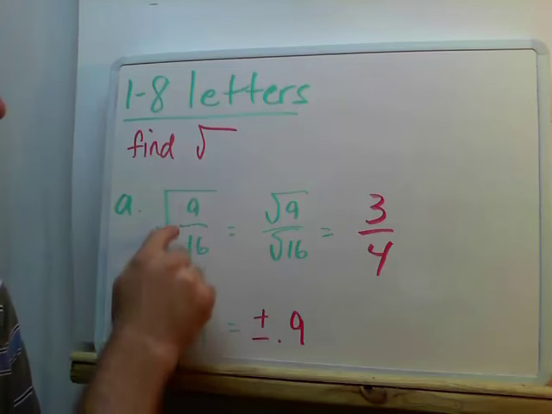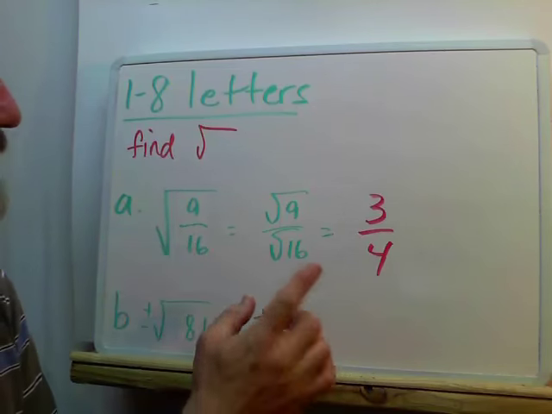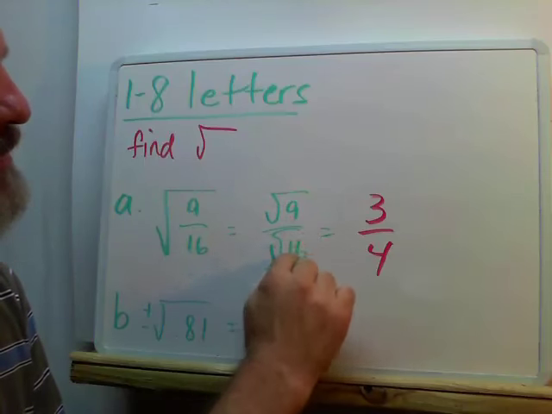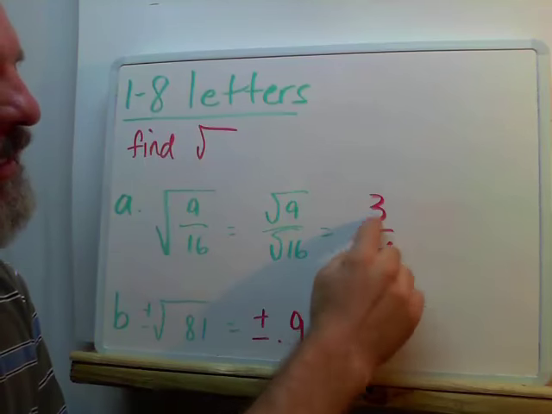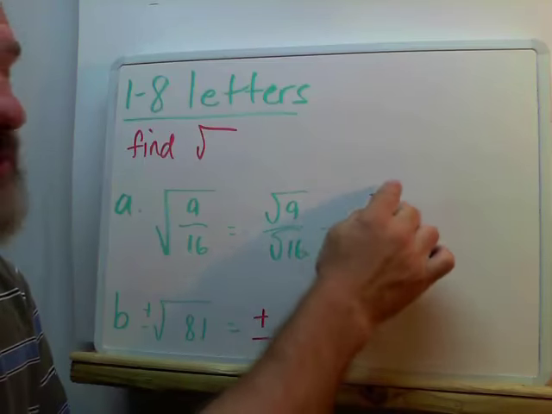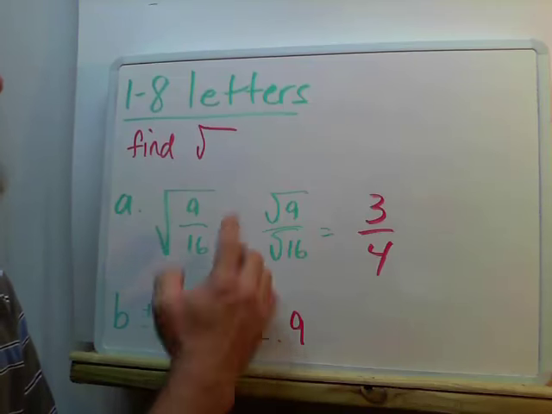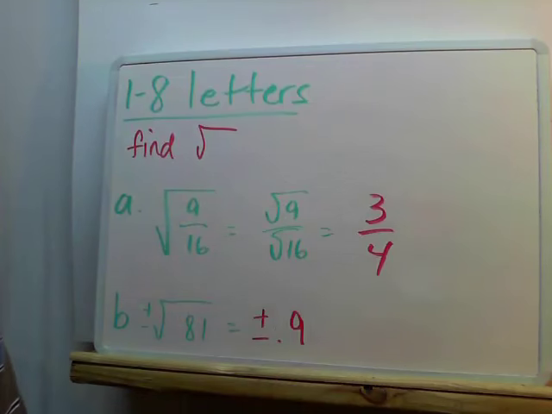Again, because we know our perfect squares really well, we realize we can separate this into the square root of 9 over the square root of 16. Square root of 9 is easy, 3 over the square root of 16, 4. So the square root of 9/16 is 3/4. Again, this would work in a calculator, but they're going to give you a 0.75 for your answer if you put this in a calculator.